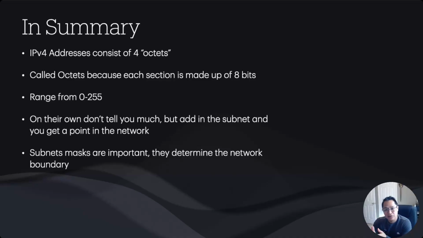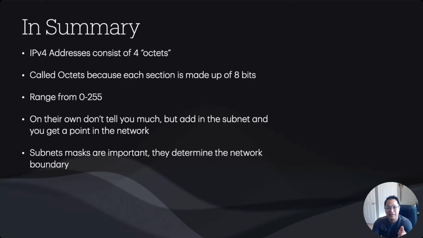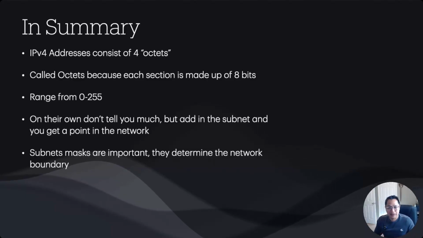On their own, IP addresses don't tell you much, but add in the subnet mask and you get a point that exists within that network. It defines the boundaries. And because of that, subnet masks are important as they determine that network boundary. So without that subnet mask, or if it's misconfigured, you're probably going to run into a ton of issues.